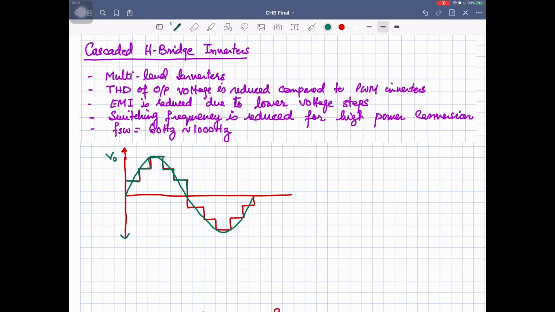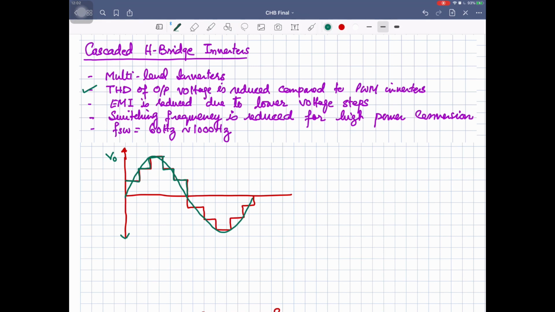So the THD of the output voltage is reduced as compared to inverters which have a smaller number of steps in the output voltage waveform. Your PWM inverters have only 2 or 3 levels: positive VDC, minus VDC and the zero level. So with respect to PWM inverters, multi-level inverters are better in terms of voltage quality because they provide multiple steps in the output voltage waveform and the THD is reduced. So voltage waveform quality is improved.